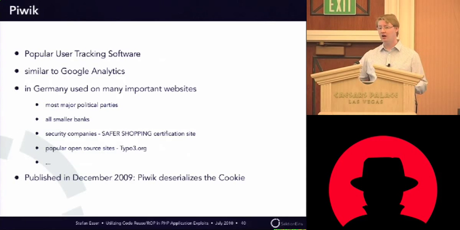Piwik is a very popular open source user tracking system. It's supposed to be very similar to Google Analytics. And I don't know about America, but in Germany it's used in many places. All the major German political parties have installed it on their website. All the smaller banks have it installed on their website, because all the smaller banks are powered by two companies, and these two companies both use Piwik. So this renders all the banks vulnerable.